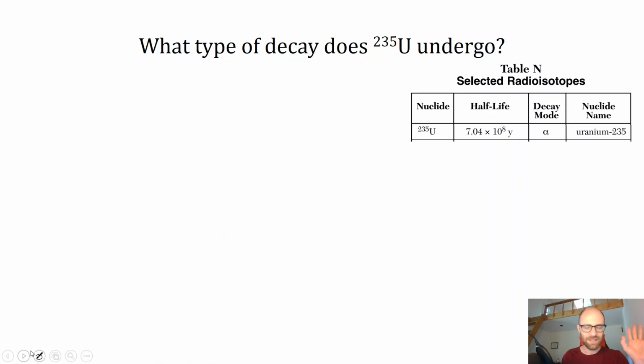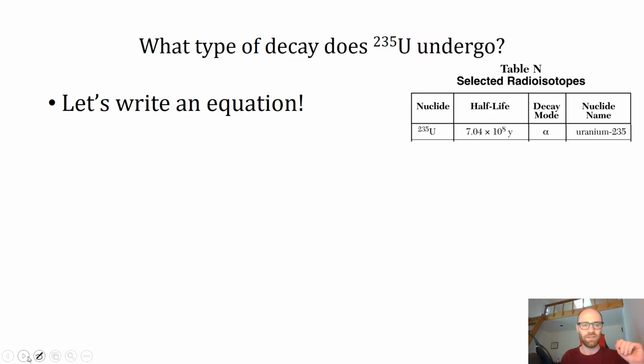So that's the background, but in terms of the execution of nuclear chemistry, the theory, the application, the actual chemistry side of things, we can write nuclear equations.